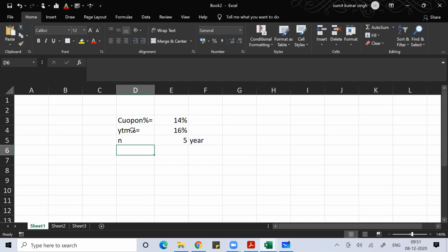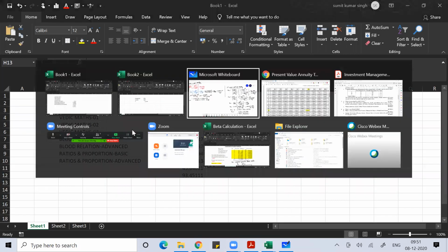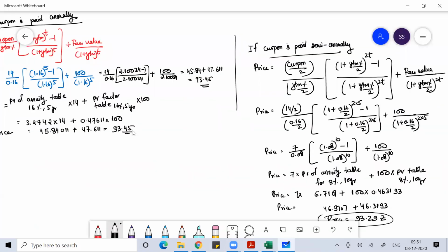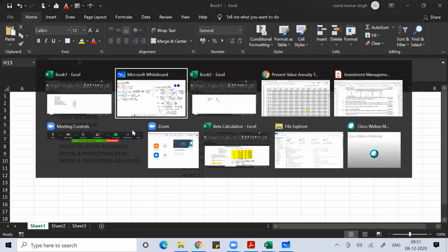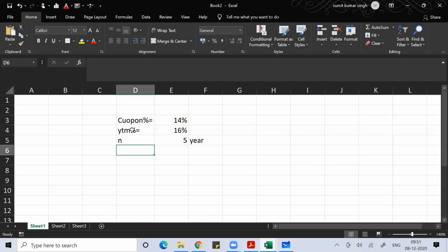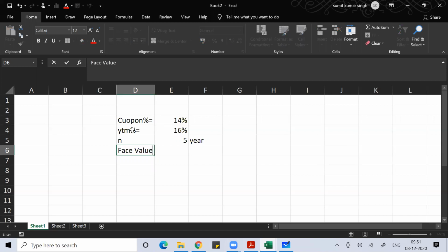Okay, and what else? Year was 5 years. Face value was 100 rupees.